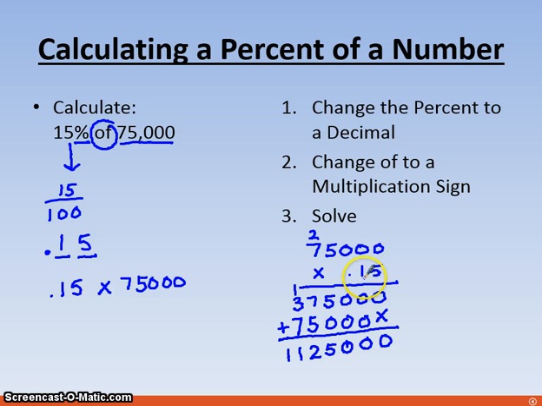Now, since 15 hundredths has 2 place values, we need 2 place values in our answer. 3 places over, we'll put a comma, and we see that 15% of 75,000 is the same as 11,250.